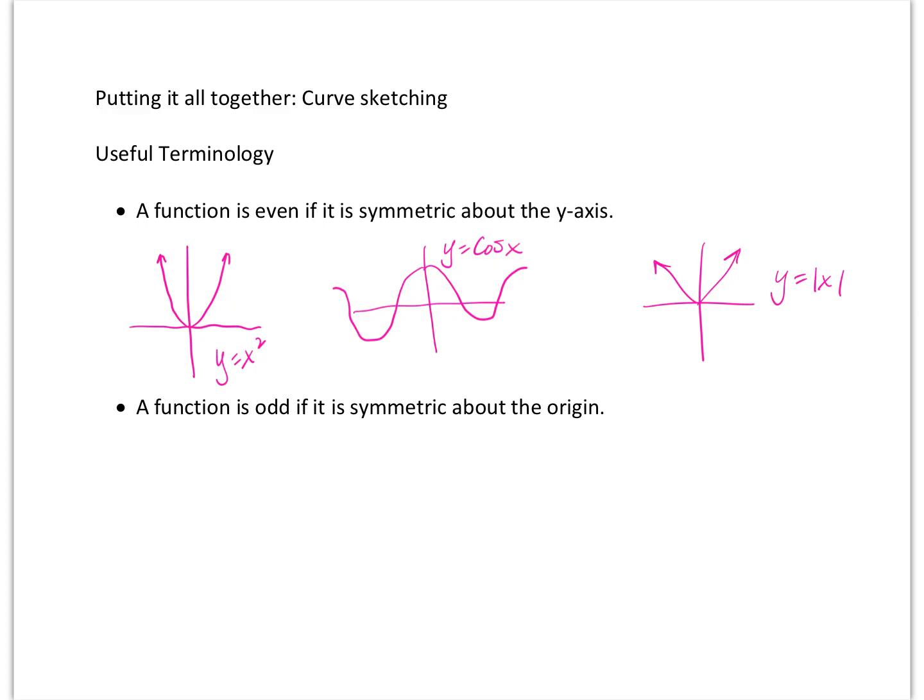And a function is odd if it's symmetric about the origin. So examples might be x cubed that looks like this, or the sine of x, which looks like this.